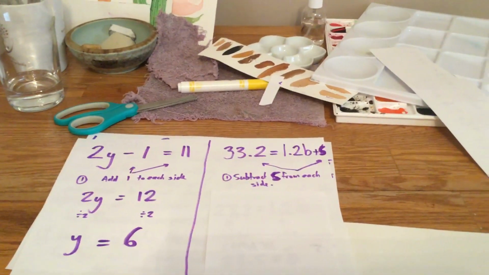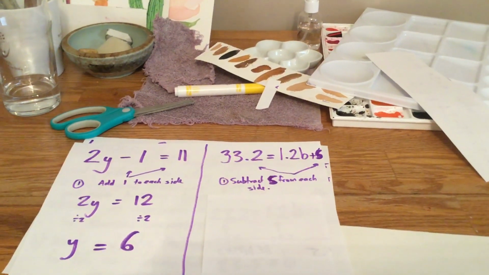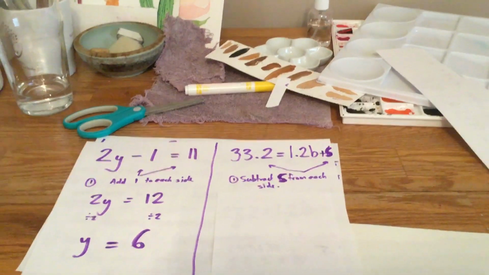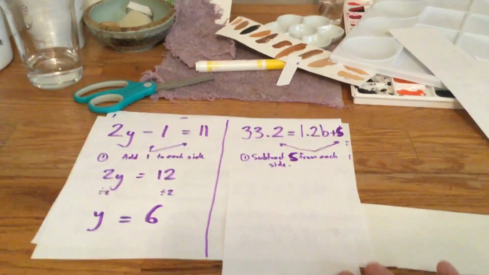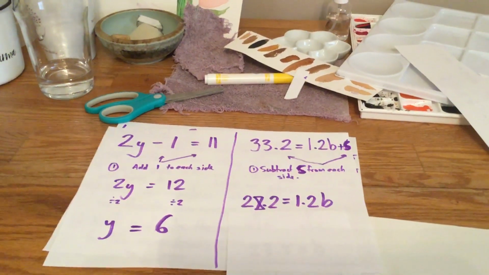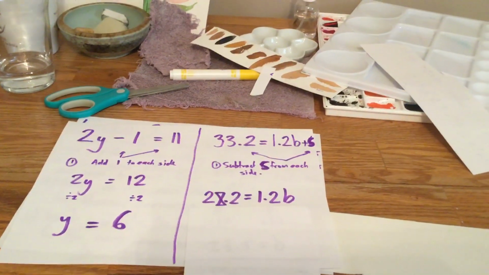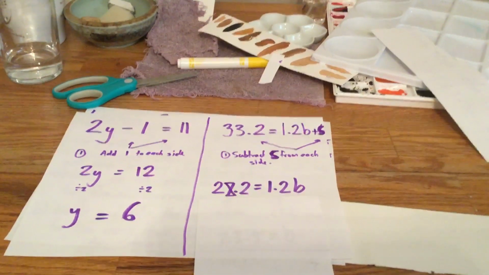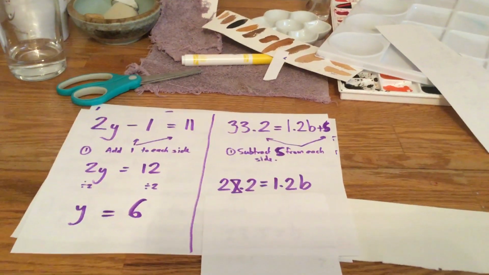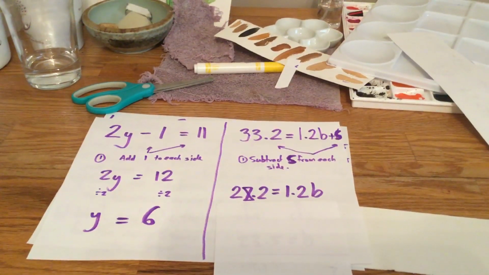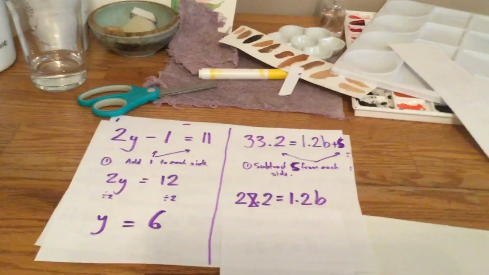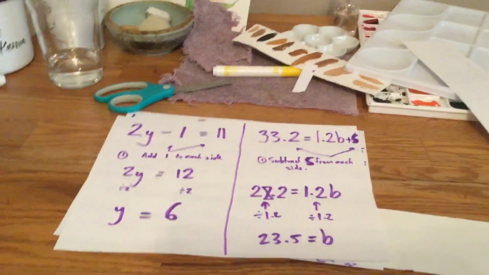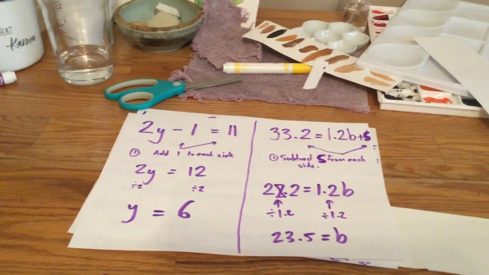First thing we do, we subtract 5 from each side. I need to get rid of my adding 5 on the right, and the only way to do that is to subtract 5 there. I would have to subtract 5 from the left. So I'm left with 28.2 is equal to 1.2b. I don't want 1.2b, I want b all by itself. I want one of them. So how do I get from 1.2b down to 1? Well, I divide the left and the right by 1.2. And I'm left with 23.5 is equal to b.